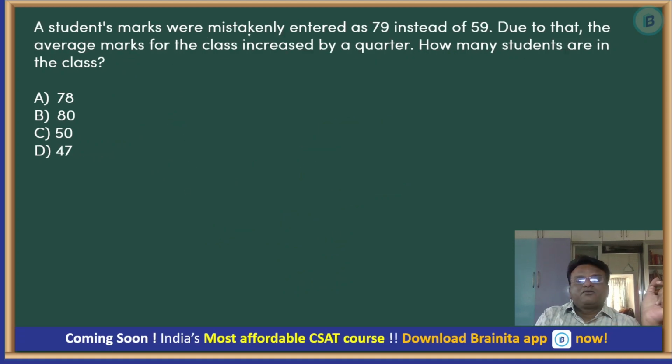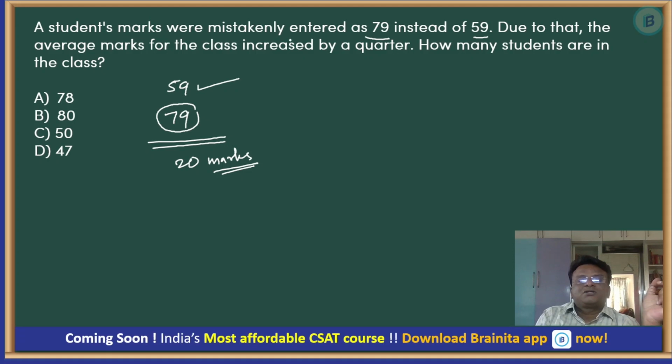A student's marks were mistakenly entered as 79 instead of 59. तो इसको 59 करना चाहिए था लेकिन 79 कर दिया काउंट. Okay. So how many marks got added? 20 marks got added in the total.